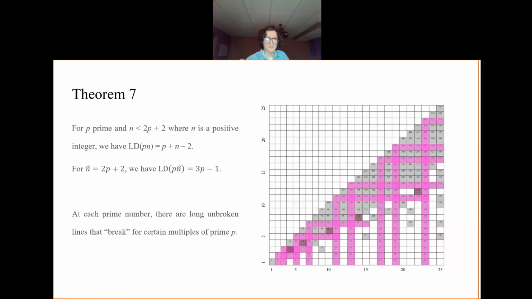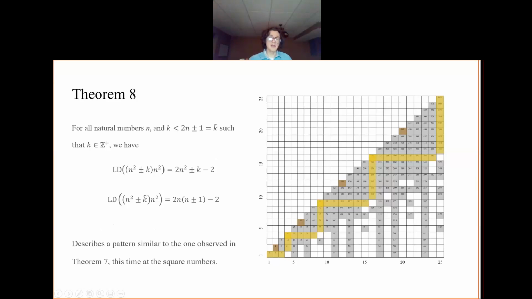So the statement of this theorem is that for p prime and n less than 2p plus 2, where n is a positive integer, we have LD of pn equals p plus n minus 2. For n hat equals 2p plus 2, which is the point at which these lines break, we have LD of p n hat equals 3p minus 1. This is a very interesting pattern which gives us an insight as to how multiples of prime numbers up to a certain value behave in the LD function.